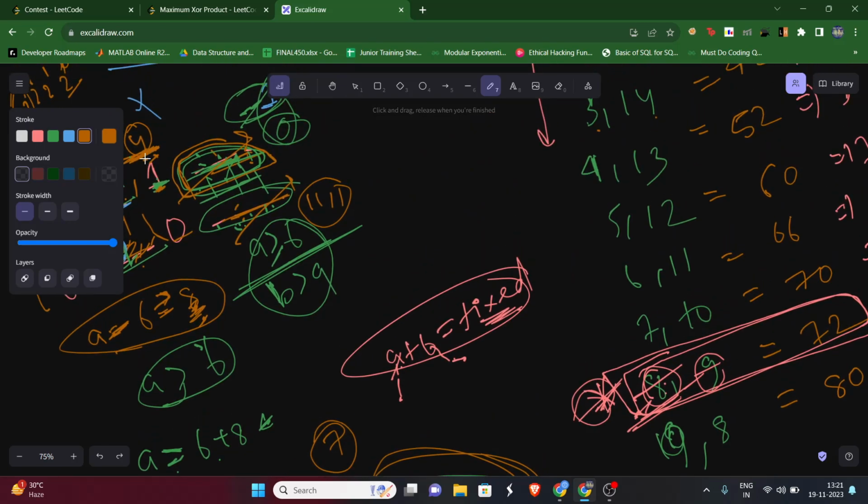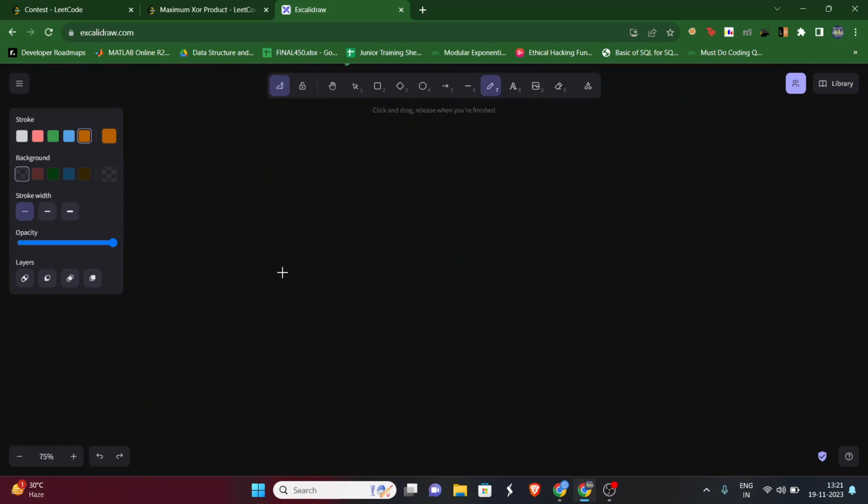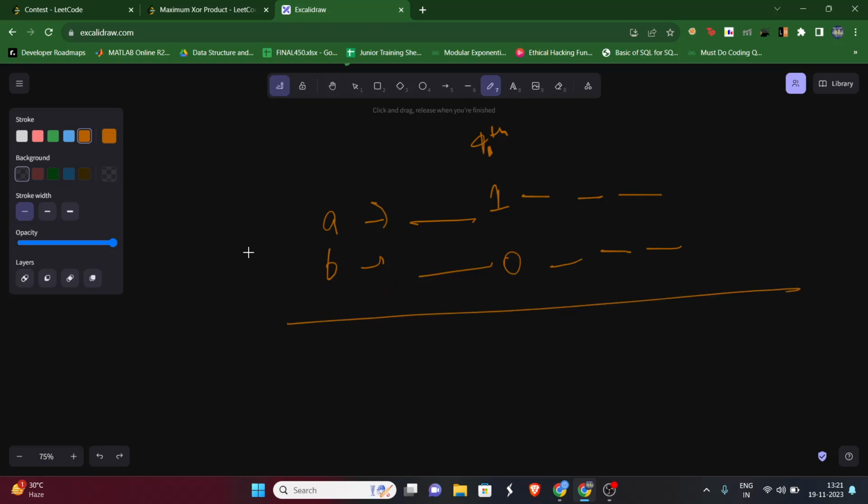So if we change this now, let me clear it. What I am saying is, we have a and b, and we know that this is the first bit which is different, and in position this is the fourth bit. Now we are sure at this point that a is greater than b, because these are all equal.